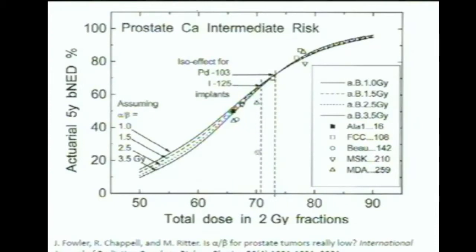So here, what this dotted line is showing is that usually when iodine-125 is used, the BNED is about 63%. And for palladium-103, it's a little above 70. So these dotted lines are saying, we're assuming that using iodine-125 is equivalent to using about 71 grays of external beam radiation therapy. So then you take this assumption of equivalence between iodine-125 and 71 grays of EBRT.